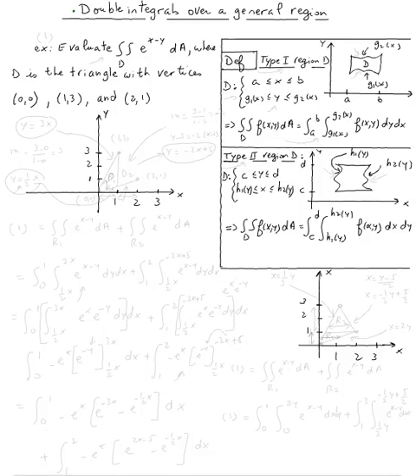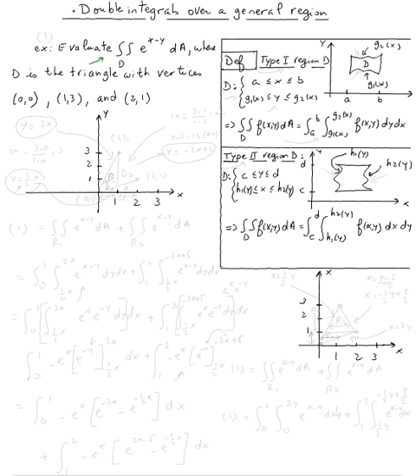The topic is double integrals over a general region. So let's do this example. Evaluate the double integral over D of e to the x minus y dA, where D is the triangle with the vertices (0, 0), (1, 3), and (2, 1).